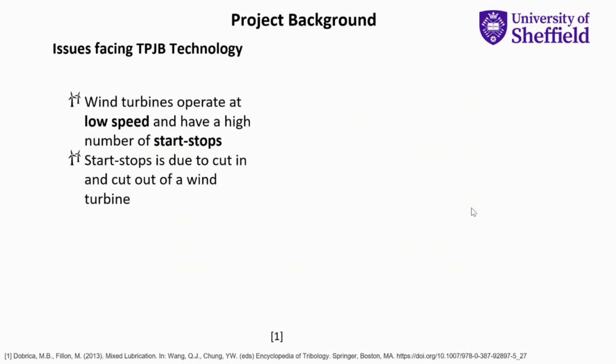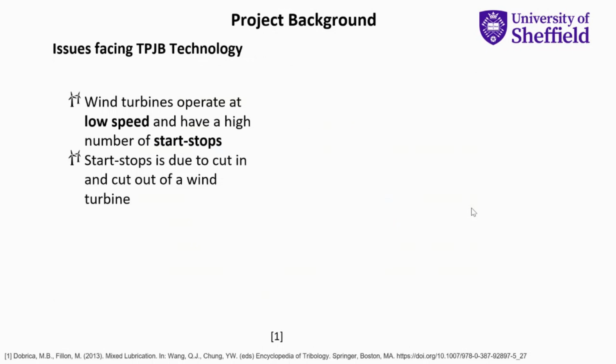But there's a lot of issues facing this industry, this part of research, because there hasn't been a lot of research into this. And I believe there is only one wind turbine in the world using this technology currently. And traditionally, these types of bearings are used in very high speed applications, whereas wind turbines operate at very low speeds. And we also have a high number of start-stops. And these start-stops happen due to the cut-out and cut-in of wind speed.